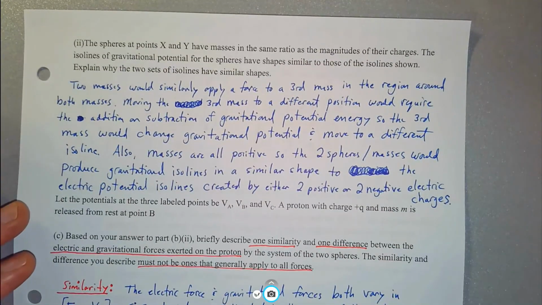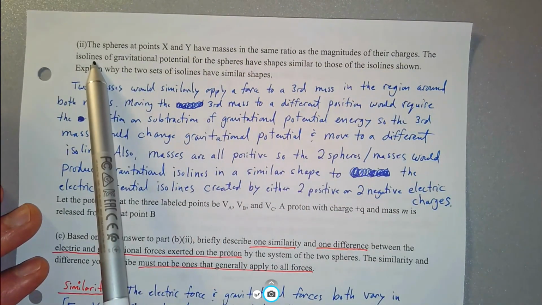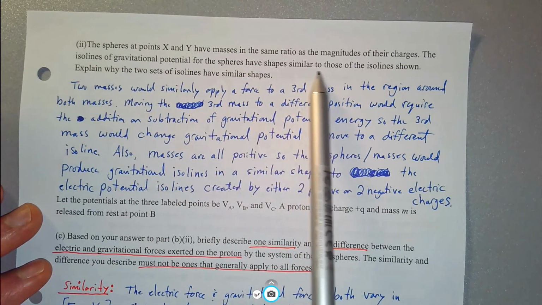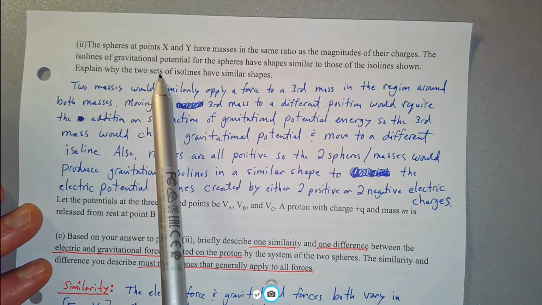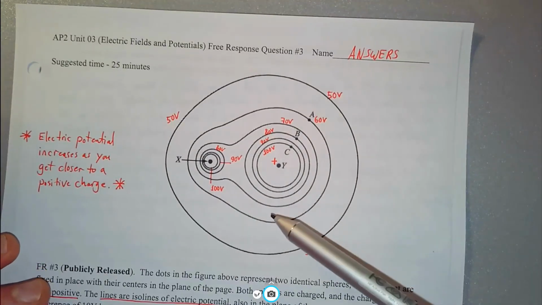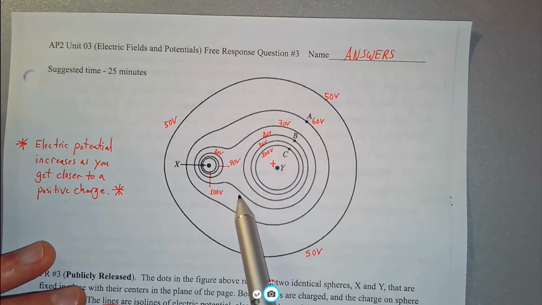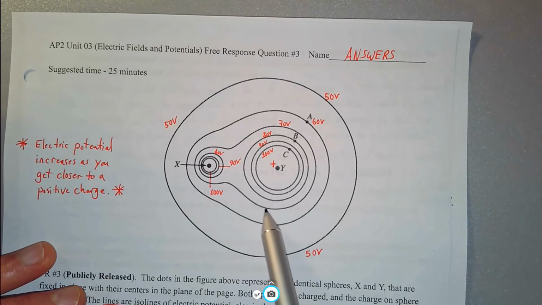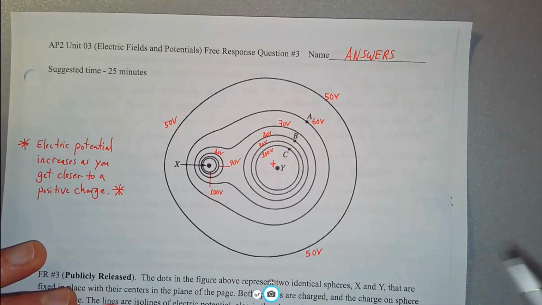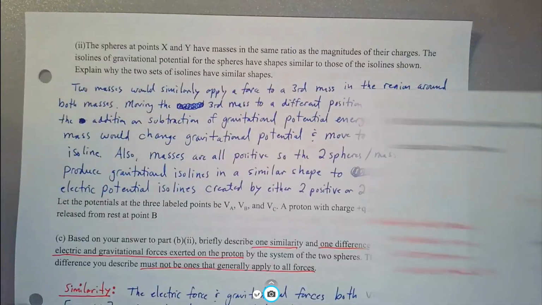All right, the second part of part B. It says, the spheres at points x and y have masses in the same ratio as the magnitudes of their charges. The isolines of gravitational potential for the spheres have similar shapes to those of the isolines shown. Explain why the two sets of isolines have similar shapes. If we go back to our diagram, this represents lines of equal electric potential, but remember, this could also represent something like a topographical map where these lines represent lines of equal gravitational potential, which translate into lines of equal height, or gravitational isolines. So if you had a mass here and a mass here, why would these lines be shaped similarly if these represent lines of equal gravitational potential?